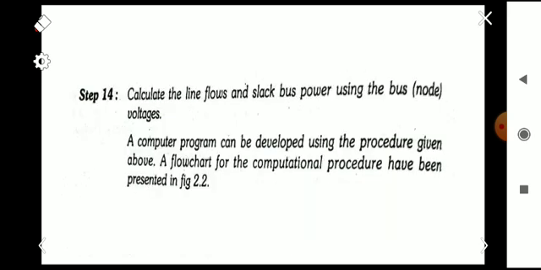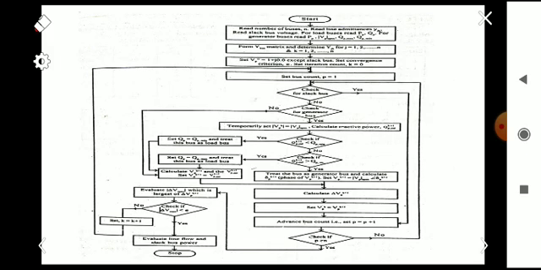And at last we have to find the slack bus power and line flows. We have already seen that before in this video. The entire procedure can be drawn like a flow chart like this. In the flow chart we have explained all these steps. If you can find this flow chart, you can remember each and every step easily.